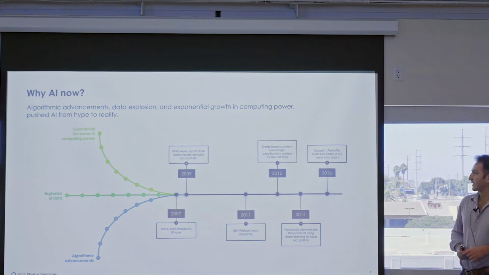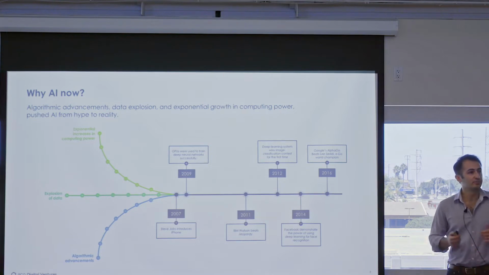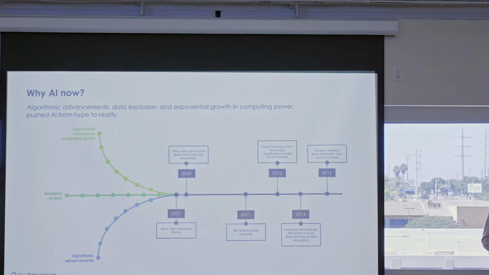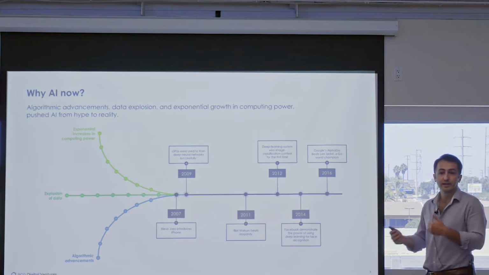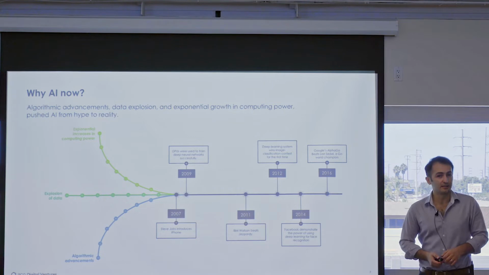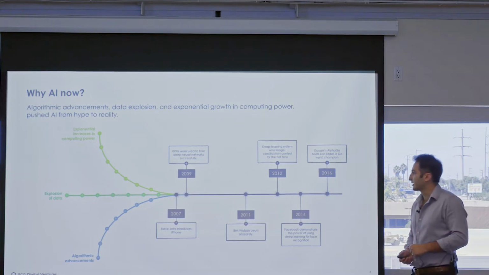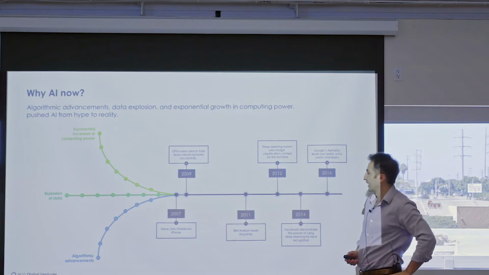At the same time, we had an explosion of data. From the early 90s, when the web was starting, a huge amount of data was generated on the web. Later, smartphones came out. Later, embedded systems and IoT came. And there is a tremendous amount of data generated every day. That's another component which was very effective for AI.